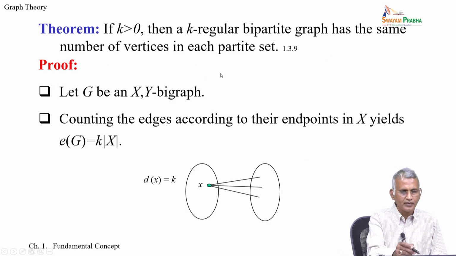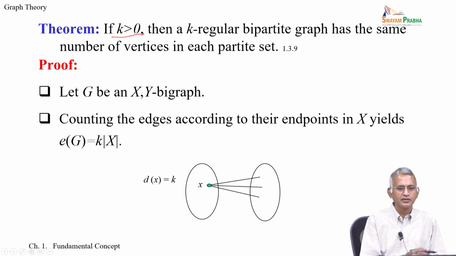Next theorem: if k is positive, a k-regular bipartite graph has the same number of vertices in each partite set. So, k-regular bipartite was already explained. It has 2 partite sets, therefore it is bipartite, and each partite set has the same number of vertices.